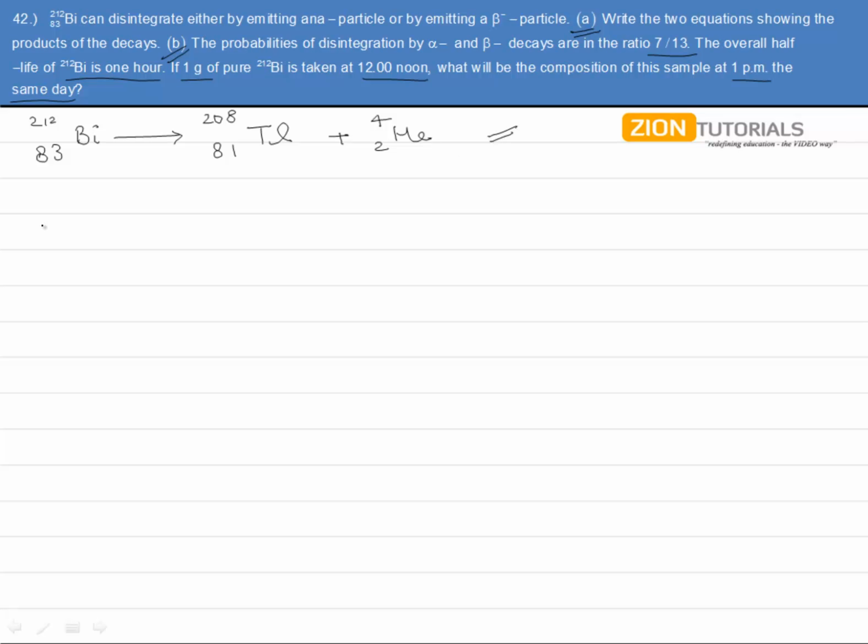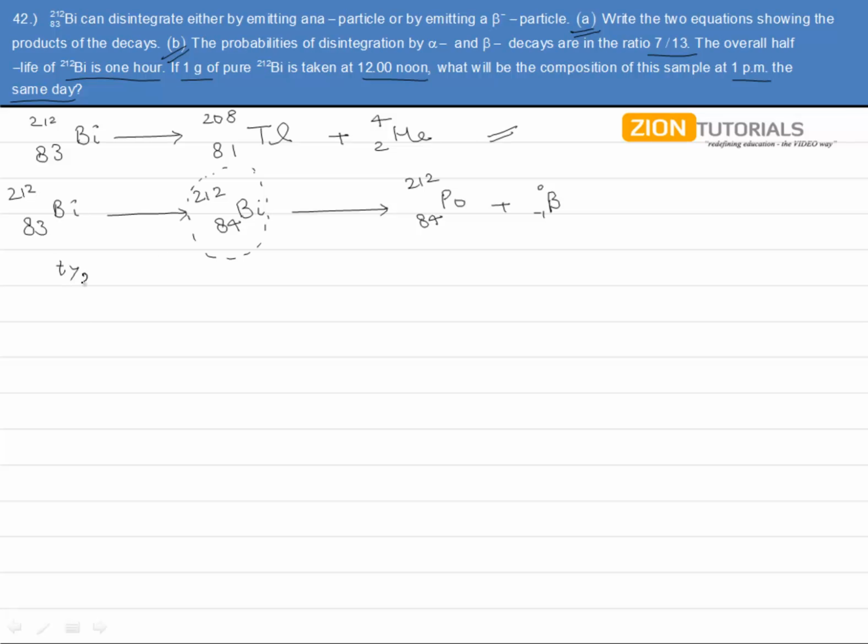Now, in case it would have been a beta negative decay, then it will be like bismuth 83212. One point you need to remember is that it will be changing to bismuth 84212 in the initial stage, and then it will be disintegrating to give you polonium 84212 plus a beta negative particle, that is an electron. Even if you forget this step, I don't think this will make any change in your calculations. So let us see how.